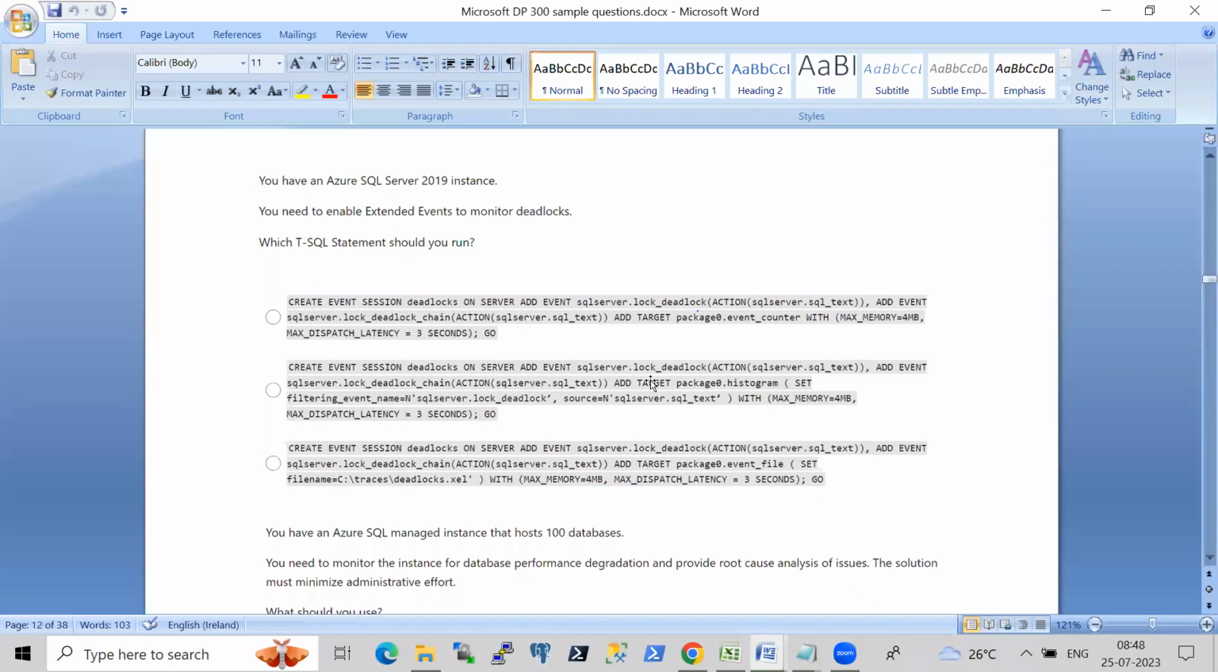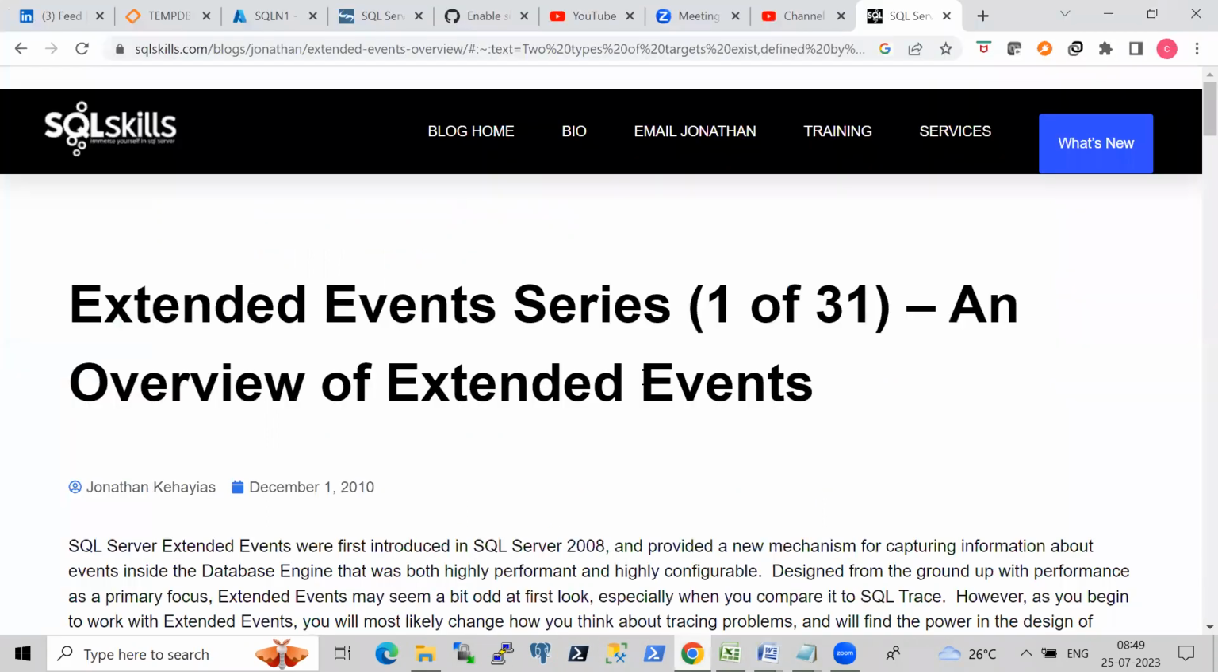Okay, so if you worked on extended events, there are many options to store extended events. One is file, the other one is histogram, the other one is event counter. So as I said, extended events will play a vital role, and that's the reason I referred you to this. There is no better place than reading this information.